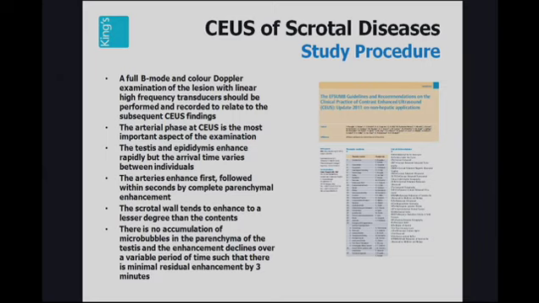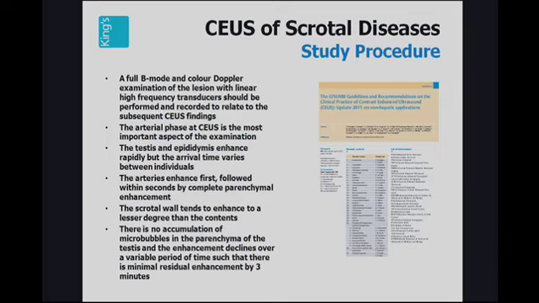Also, be aware that the inflamed scrotal contents are more likely to enhance to a higher degree than the non-inflamed testes. And this takes importance in the presence of epididymitis, abscess formation and infarction. The testes and the epididymis enhance rapidly, but the arrival time varies greatly between individuals. You should take time when performing this examination. The arteries enhance first, followed within seconds by complete parenchymal enhancement. The scrotal wall tends to enhance to a lesser degree than the contents.